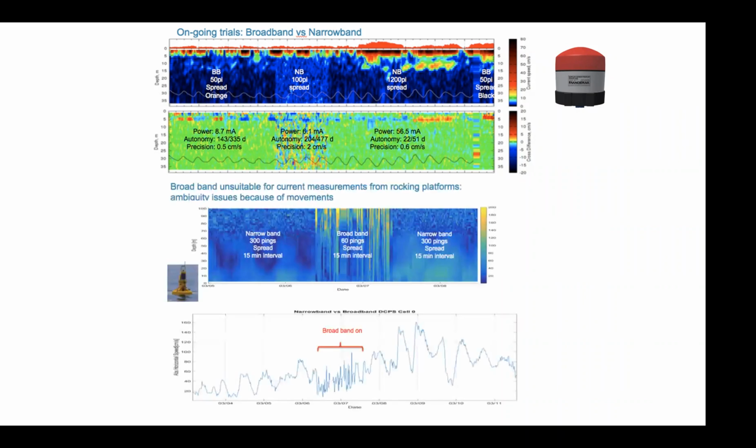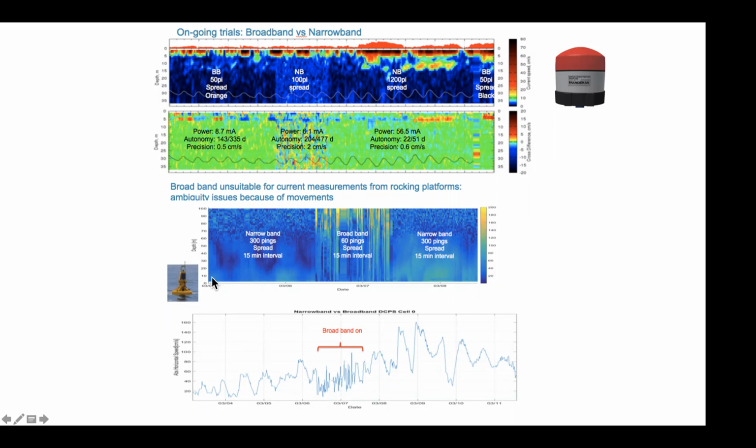But if you're working from a buoy, deploying from a system which is moving a lot, like a buoy which is hopping up and down in the waves, or from an autonomous vehicle, for example, then broadband is not suitable. It gives you much more noisy data. And here is an example of that.